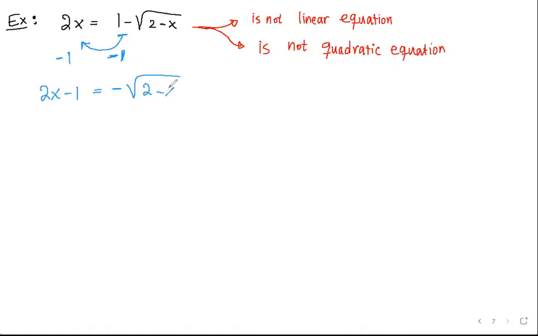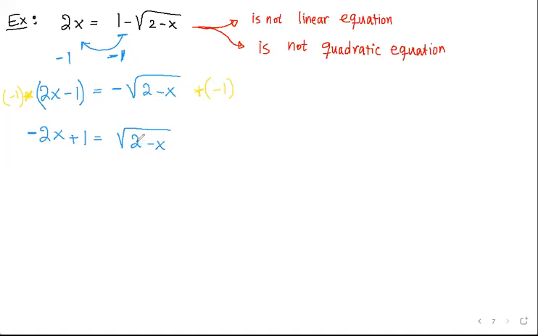So here, look, we divided by -1, or we multiply both sides by -1. Multiplying both sides by -1, this gives me -1 times 2x is -2x, -1 times -1 is +1. Negative times -1 becomes positive, and I get the square root of 2 minus x.